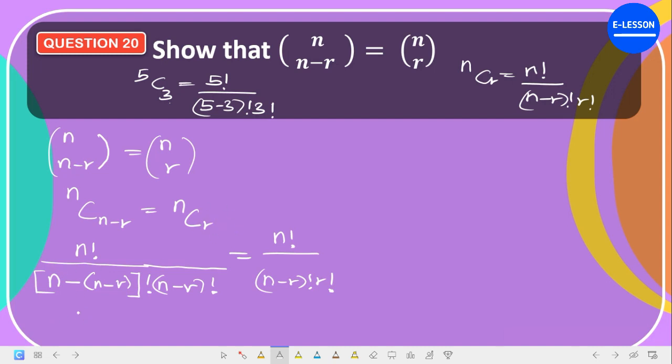Now, this will give us n factorial all over n minus n, which is what? 0. If we use this n to open through, you have n minus n.